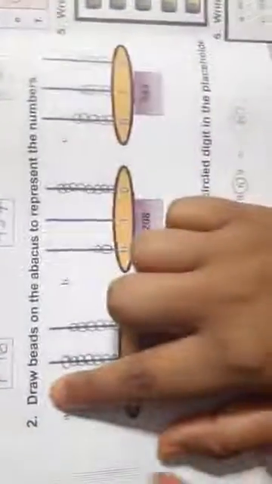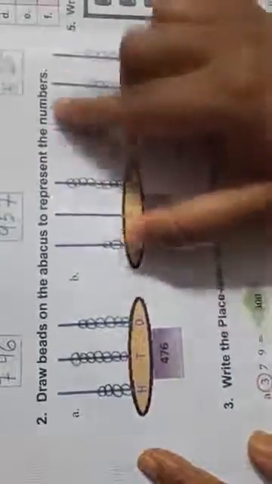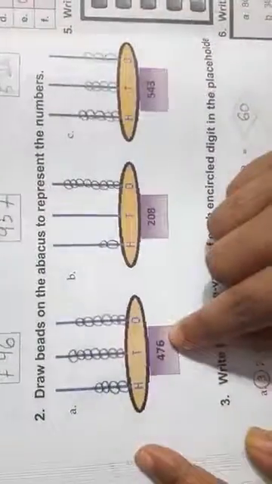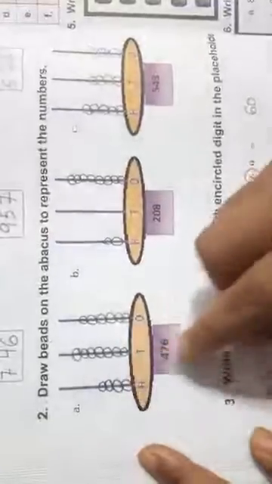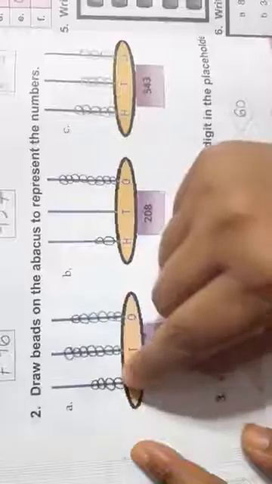And here what you have to do? The second question is given. Draw beads on the abacus to represent the numbers. So what you have to do? 476 is given. You have to just draw the beads. So 4 is in the 100 place. So in the 100 place you have to draw 4 beads.